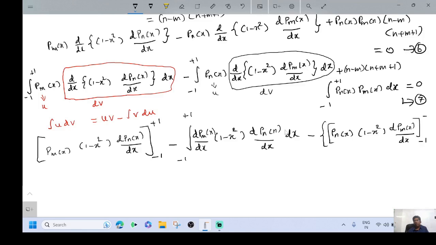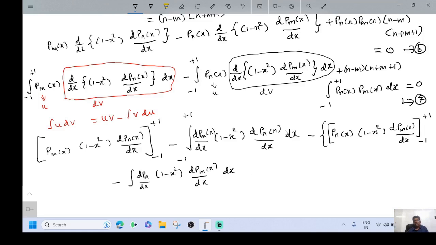Minus 1 to plus 1, minus integral v du. Value of v is 1 minus x square dPm of x divided by dx. v du, that is dPn by dx into dx. This is the value of du. Now we have to integrate the final term.